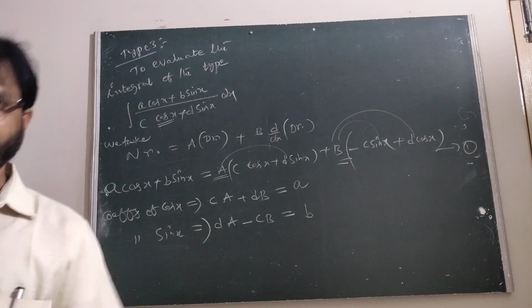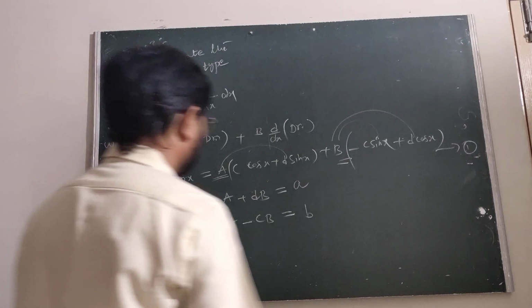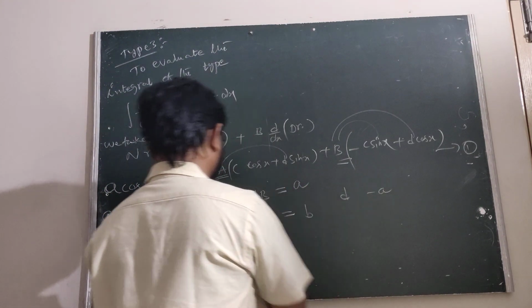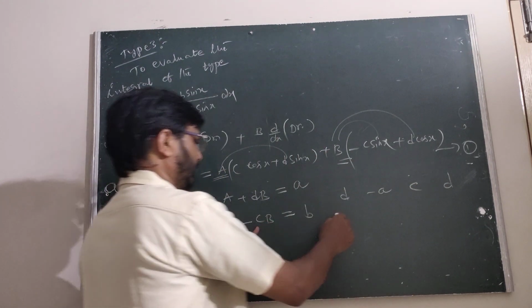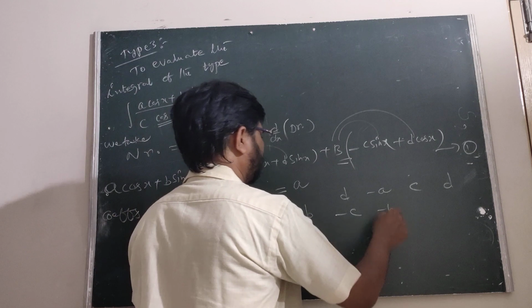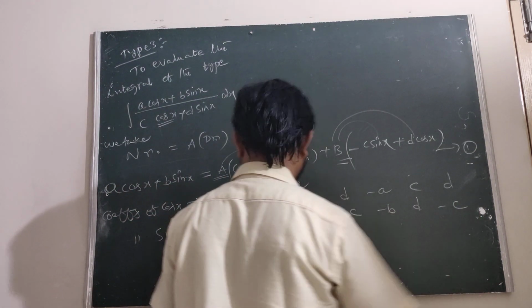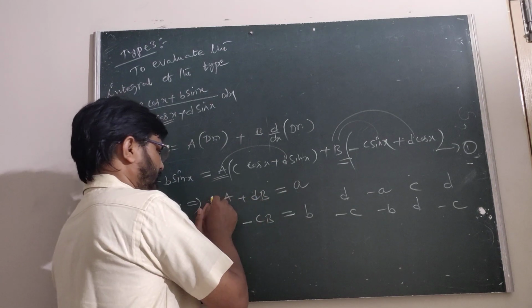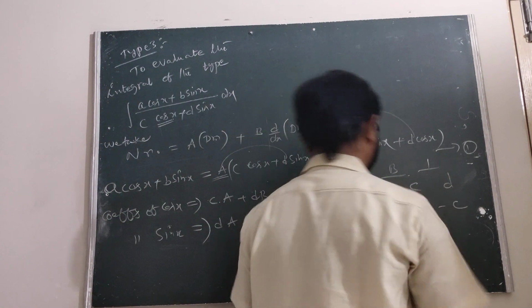Now we have to find the values of A and B by the cross multiplication method. First, D plus A, sending the other side, minus A. After that C. Finally you can take D. Now this is minus C plus B, minus B. The coefficient of A is D, we can take minus C. First the B coefficient is D, minus A, C, again D. This is A by, this is B by, this is 1 by.